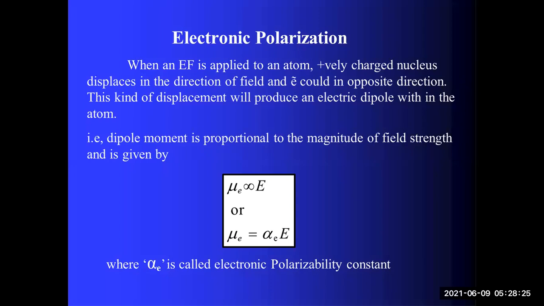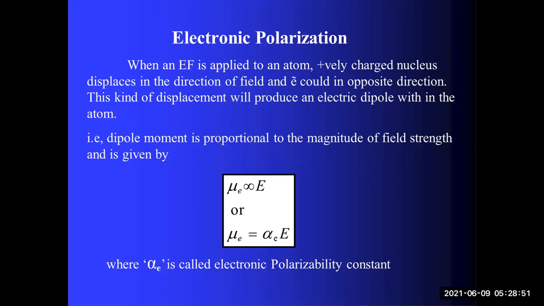We have taken a dielectric atom. When an electric field is applied to a dielectric atom, the positively charged nucleus is displaced in the direction of the applied electric field, and the electron cloud is displaced in the direction opposite to the positive charge nucleus. This kind of displacement is called electronic polarization.